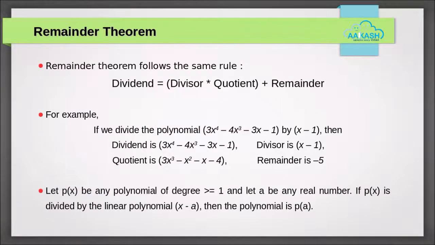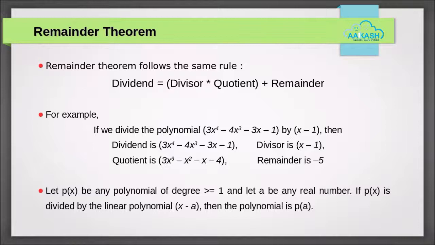Remainder theorem. The remainder theorem for polynomials follows the same rule as normal numeric calculations, which is dividend is equal to divisor into quotient plus remainder. For example, if we divide the polynomial 3x^4 minus 4x^3 minus 3x minus 1 by x minus 1, then the dividend is 3x^4 minus 4x^3 minus 3x minus 1. Divisor is equal to x minus 1. Quotient is 3x^3 minus x^2 minus x minus 4. And remainder is minus 5.